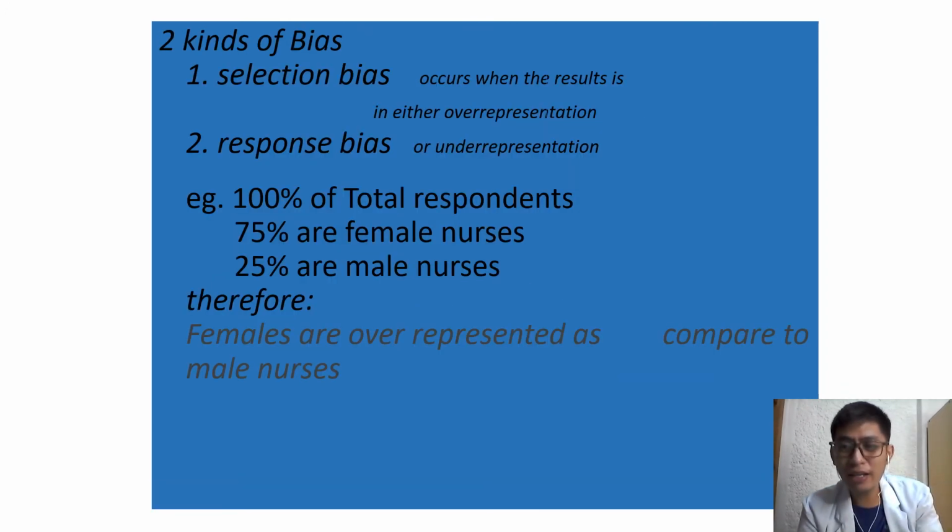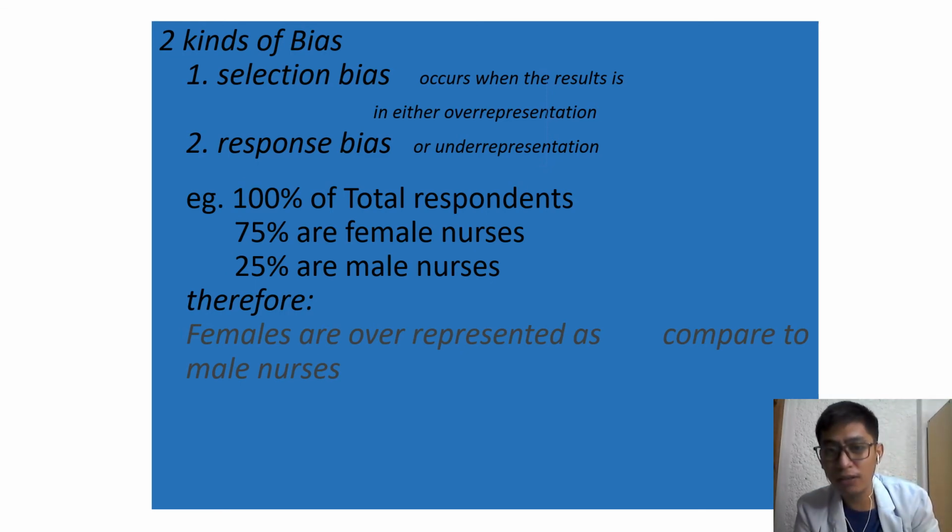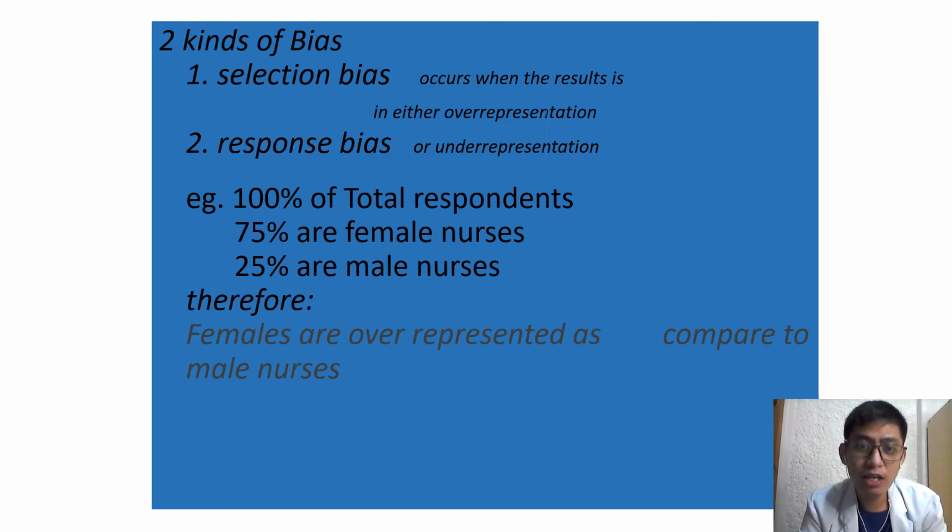Two kinds of bias. We have selection bias and response bias. Selection bias occurs when the result is either overrepresentation or underrepresentation. So we have 100 total respondents, 70 are female, 25 are male. Therefore, females are overrepresented as compared to male nurses. So that's selection bias.